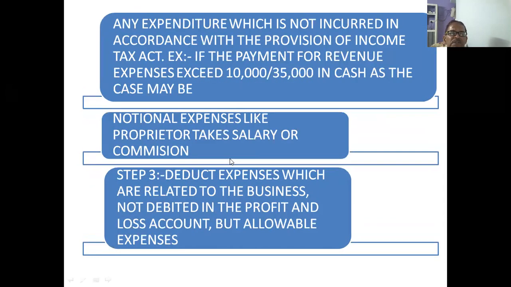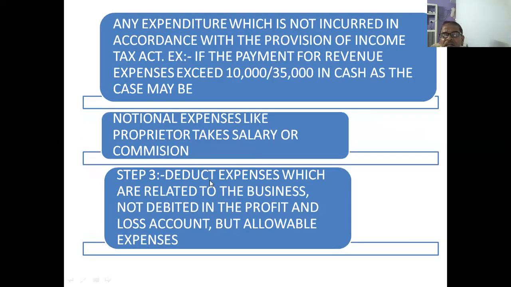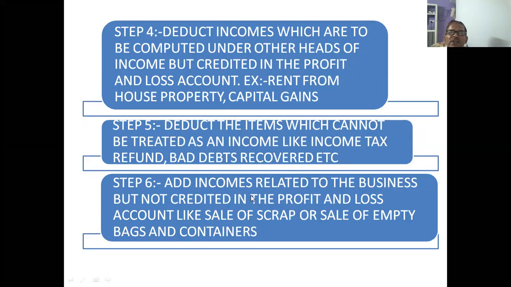Now, what is step 3? In case of net profit, you have to deduct, but in case of net loss, you have to add these expenses. In case of net profit, step 3 is to deduct those expenses which are concerned with the business but not debited in the P&L account, though they are allowable expenses. Now step 4: deduct those incomes which are to be computed under other heads of income. If a net loss is given, deduct becomes add, minus becomes plus.